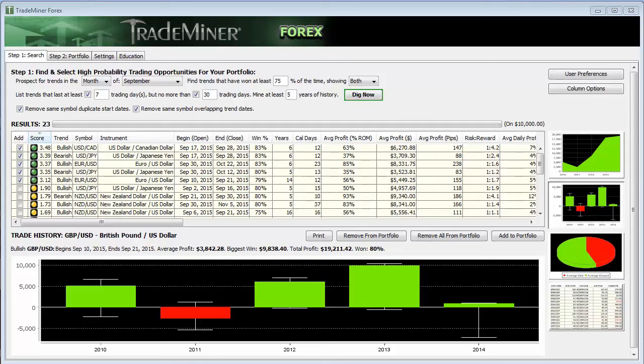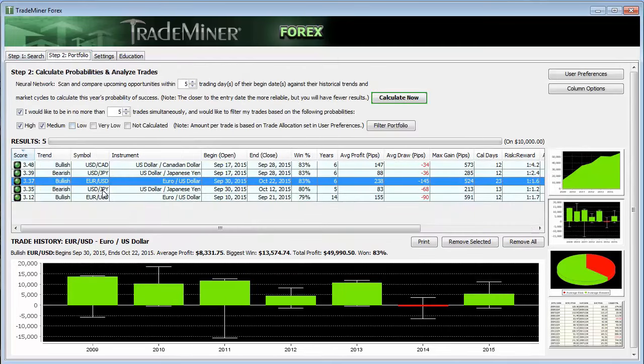In this video, I want to take you through a TradeMiner Forex trade that we're considering. As you see, this is the first tab, and we've gone through our search criteria, and we've come up with these results. Here are the top 5 results that I've selected, and I've moved them over into my portfolio. I've taken a close look at these, and the one I'm settling on is this EUR USD trade.